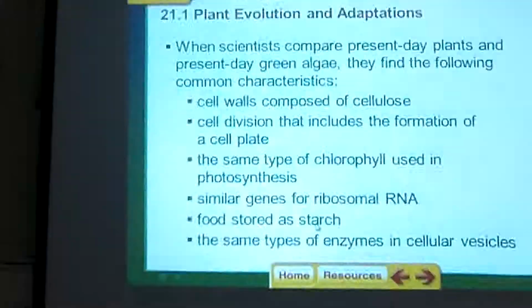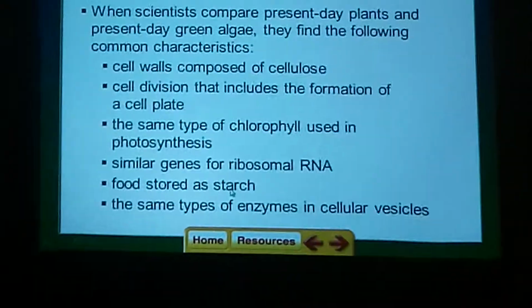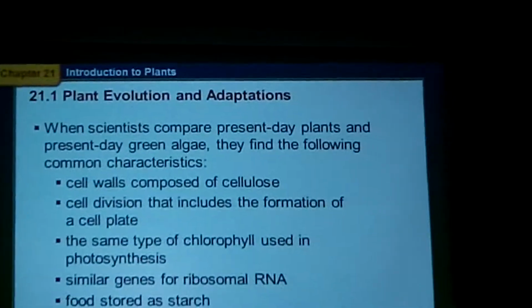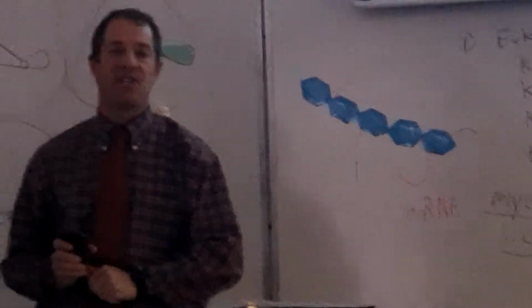They both store food as starch. Starch is a type of molecule made up of a bunch of these things connected together, a big row of these hexagonal molecules. We call that a polysaccharide, and we call it starch. Plants store their sugars as starch. Green algae store their sugars as starch.